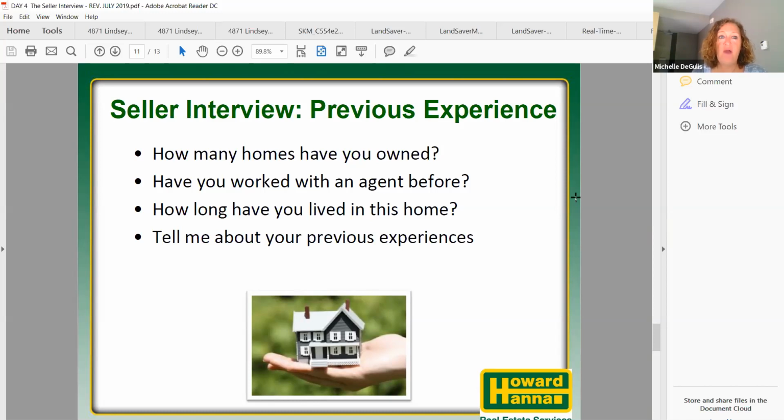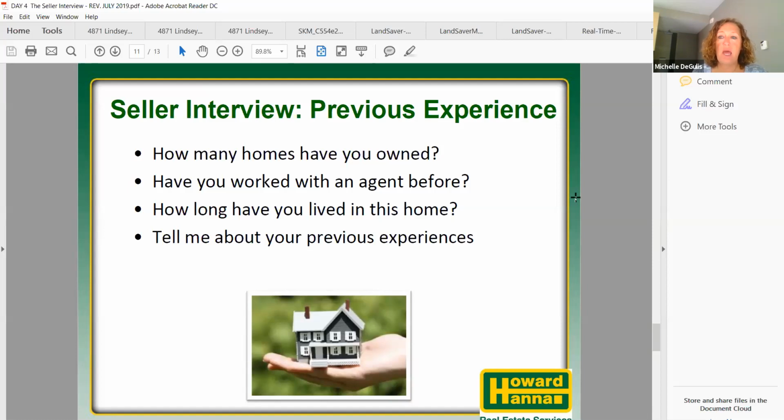So, find out what their experience is. How many homes have they owned? You could be dealing with somebody that basically moves across the country every few years and goes through these kinds of things a lot. And then finding out, have they worked with an agent before? Again, it gives you an idea of what their experience is.